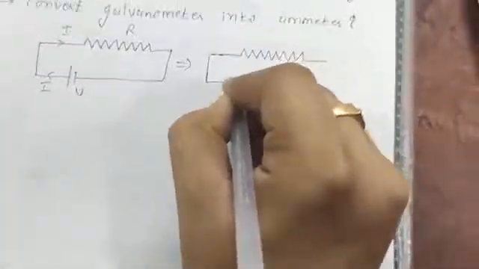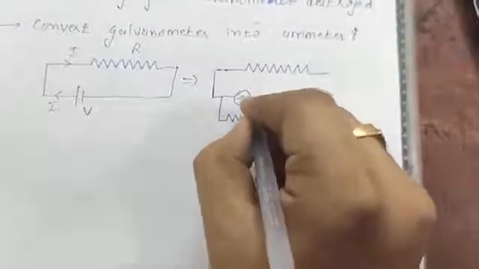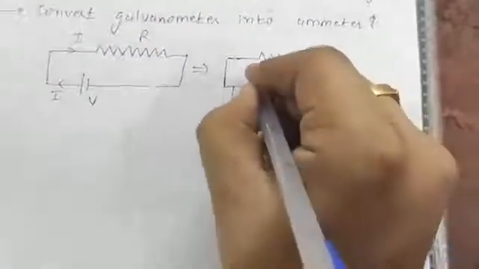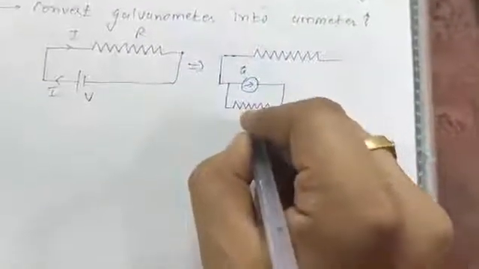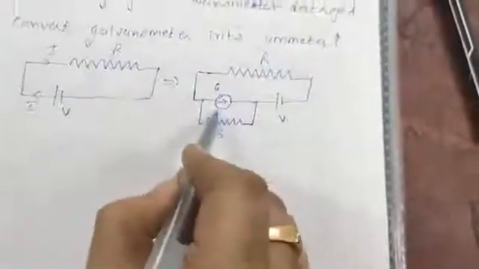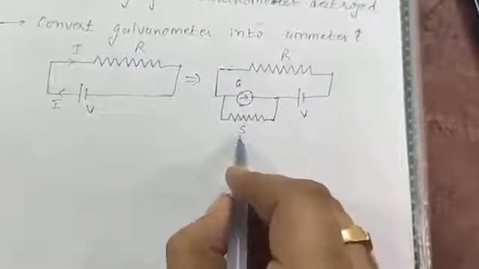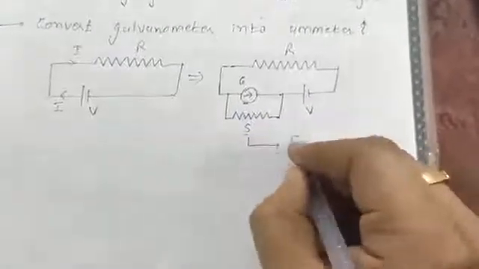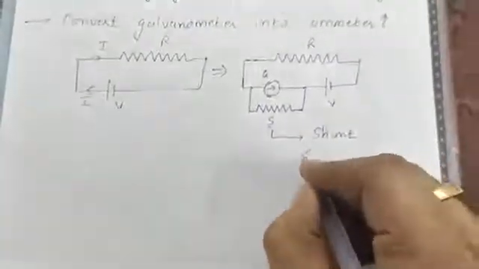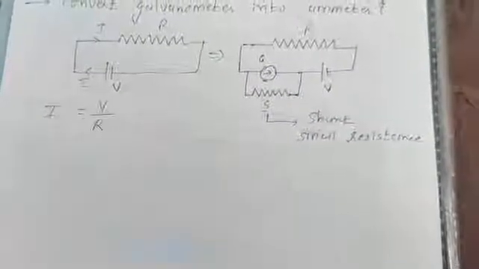This is the galvanometer, and with the galvanometer in parallel connection, use one small resistance. See, we have used the galvanometer here, and with the galvanometer in parallel connection, we connect one small resistance, that is S, and S is called the shunt. The shunt is a very small resistance. See here, what is the current? I is equal to V upon R.